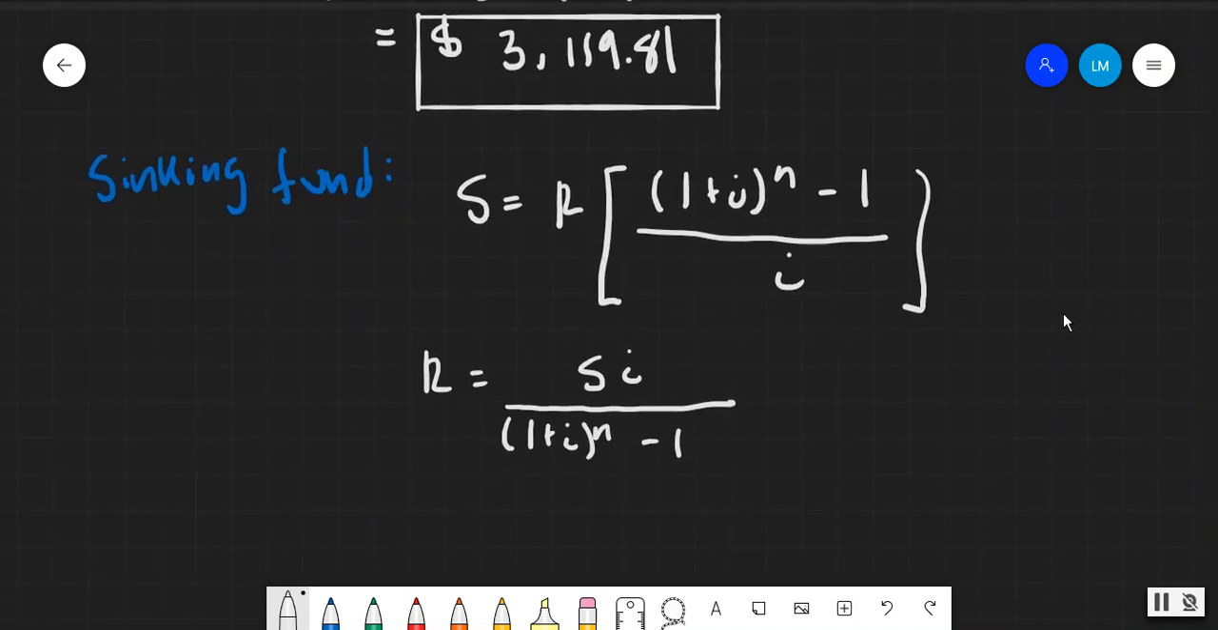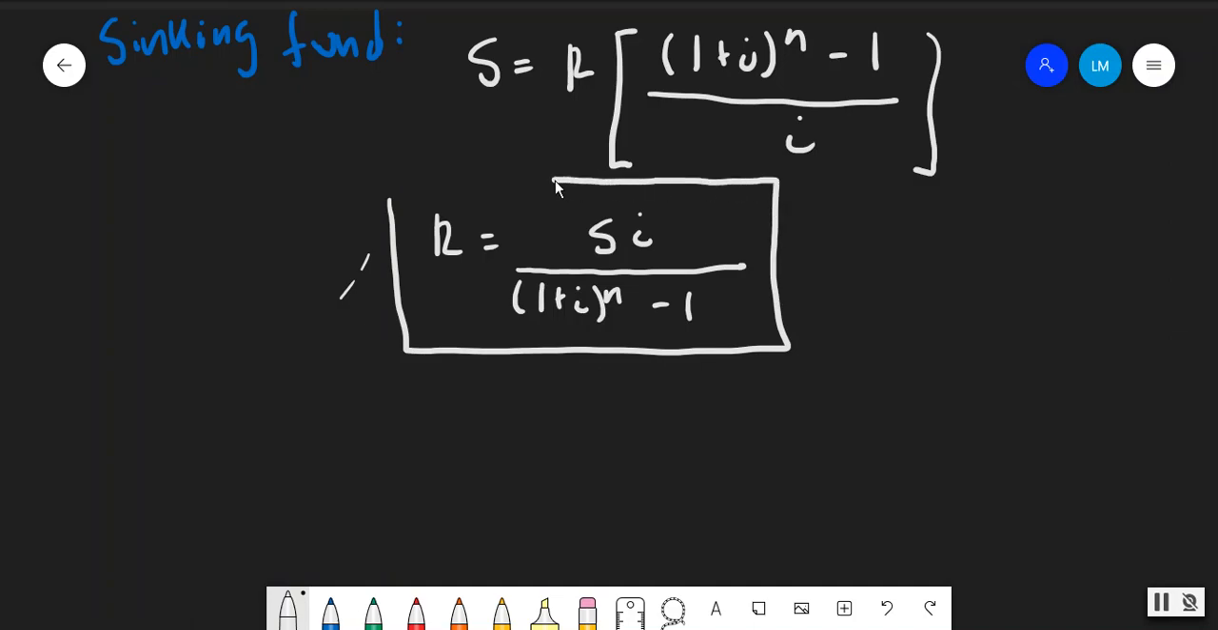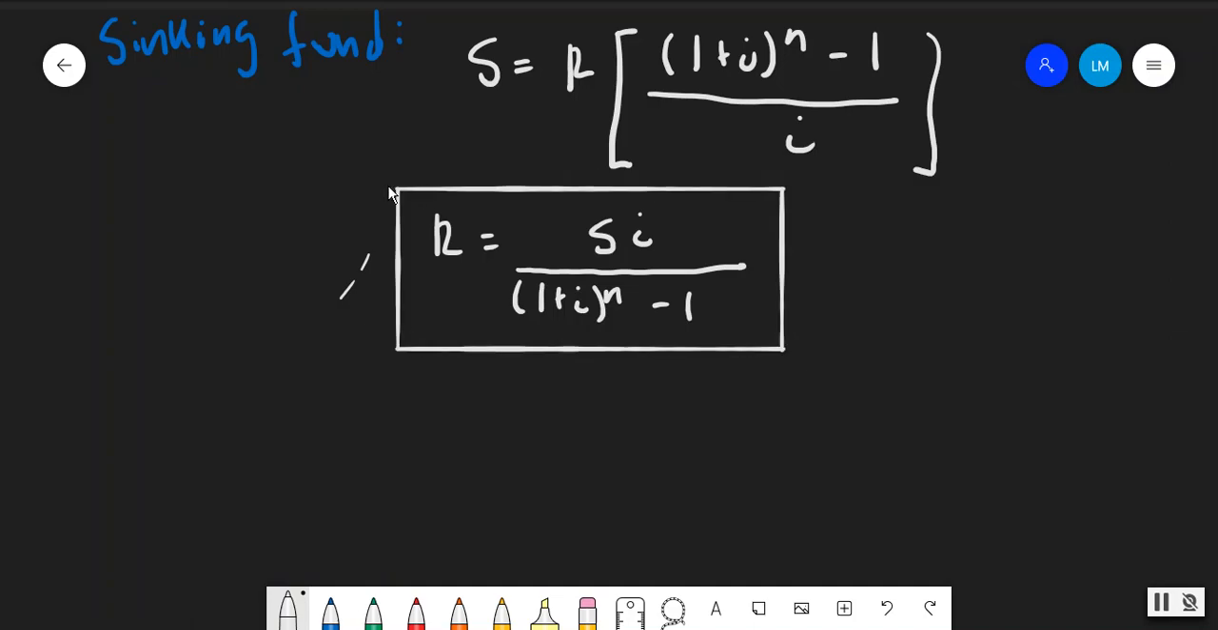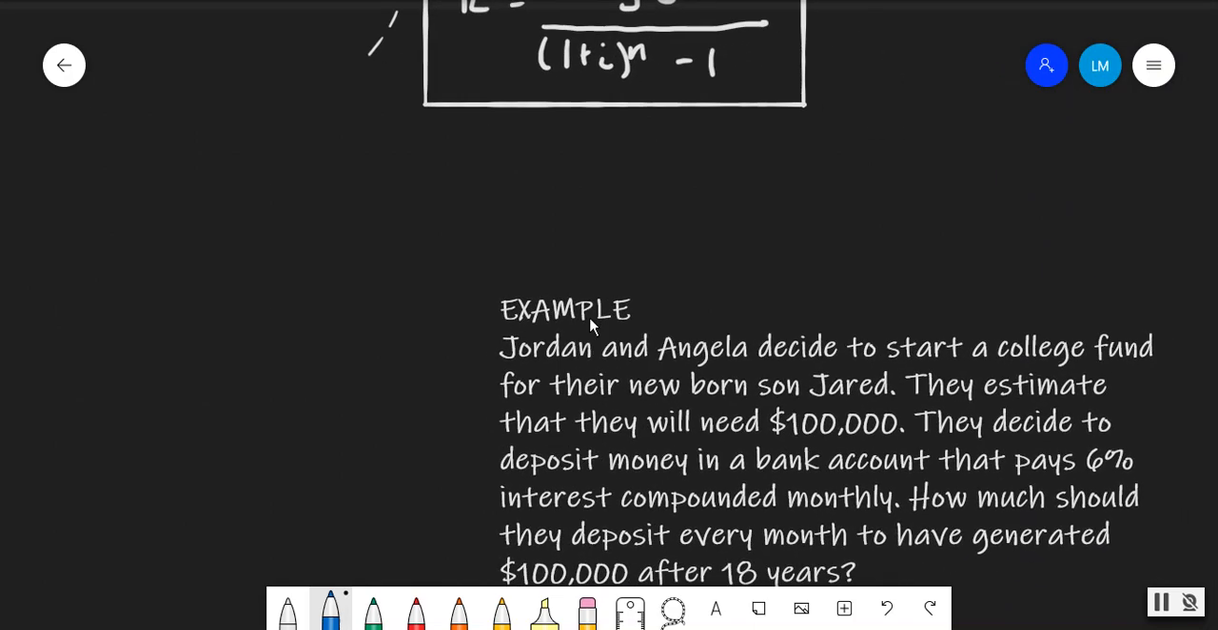So in this case, this is what we call a sinking fund. This is basically whenever we know the amount that we need. So if we know that we need $20,000 to save up for a car, then we know that we can solve for R. But it's granted that we know other bits of information, for example. So let's say that we do an example of finding a sinking fund.